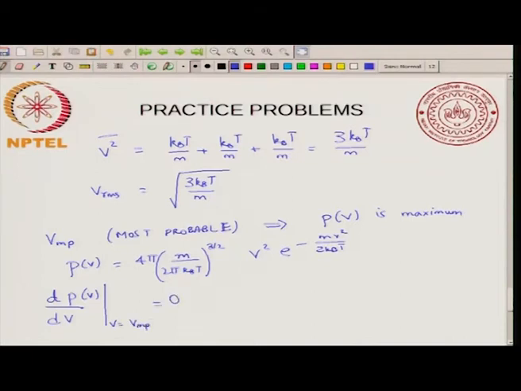You have to take the derivative of this quantity, and if you work it out, you will get V most probable equal to the square root of 2 kBT by m. You have to work this out, and you will get this result. So, with this I conclude this practice problem, and in the next class we will go to the second module. Thank you.